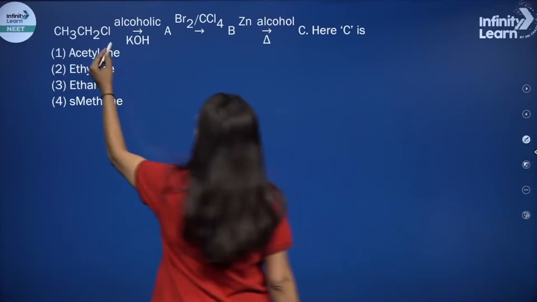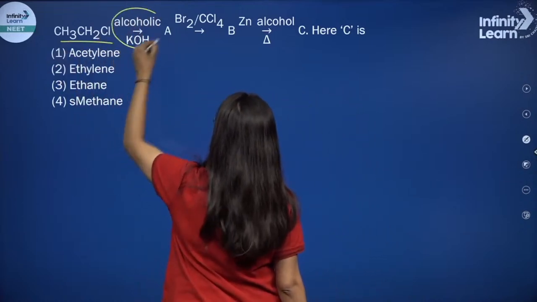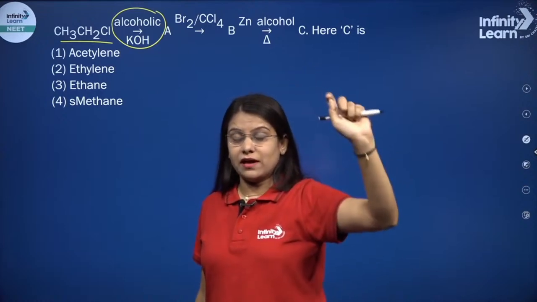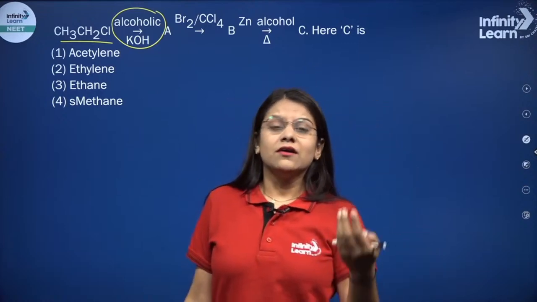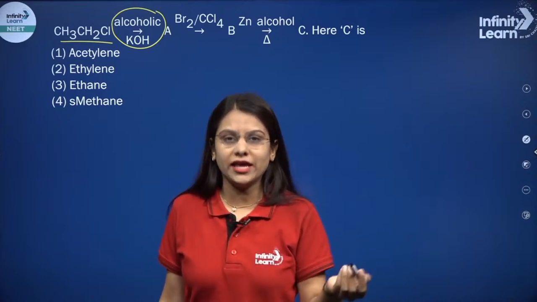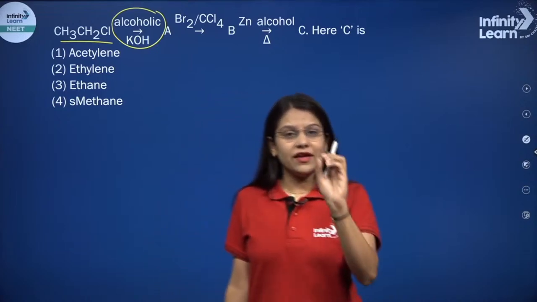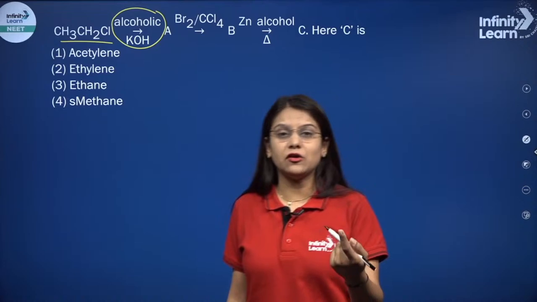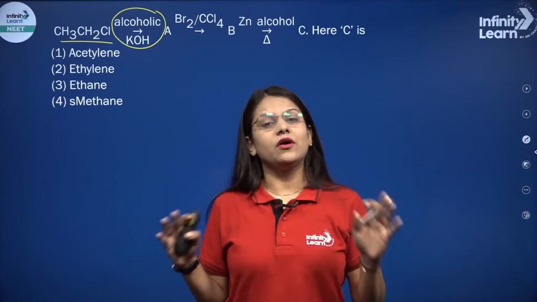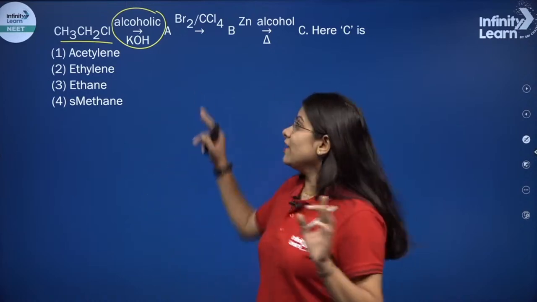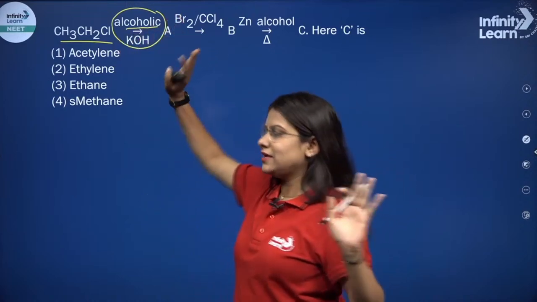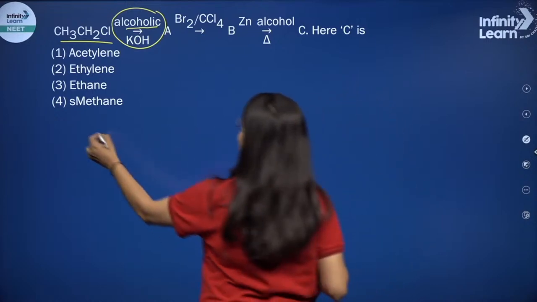CH3CH2Cl, what is this? Ethyl chloride on reaction with alcoholic KOH. Remember, there are two types of reaction of alkyl halide. What are these? One with aqueous KOH, another with alcoholic KOH. So always remember, when we are doing the reaction in the presence of alcoholic KOH, we are not getting what? We are not getting alcohol. So if this is alcoholic KOH, alcohol is not going to be formed. Okay, so what will we get? The other reaction is alkene.